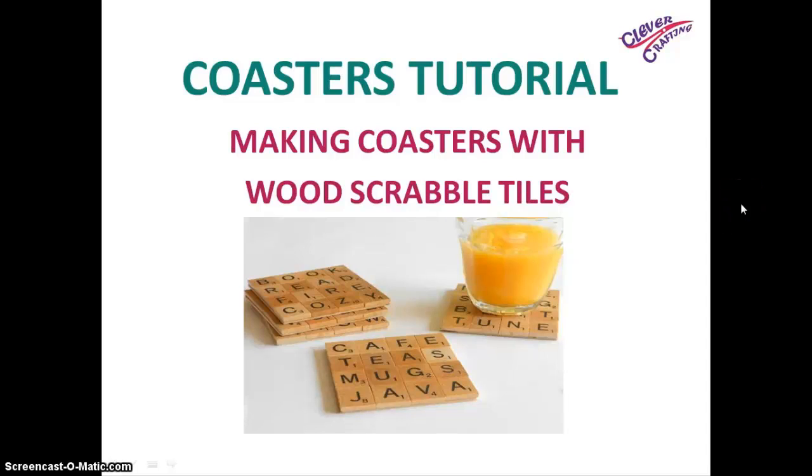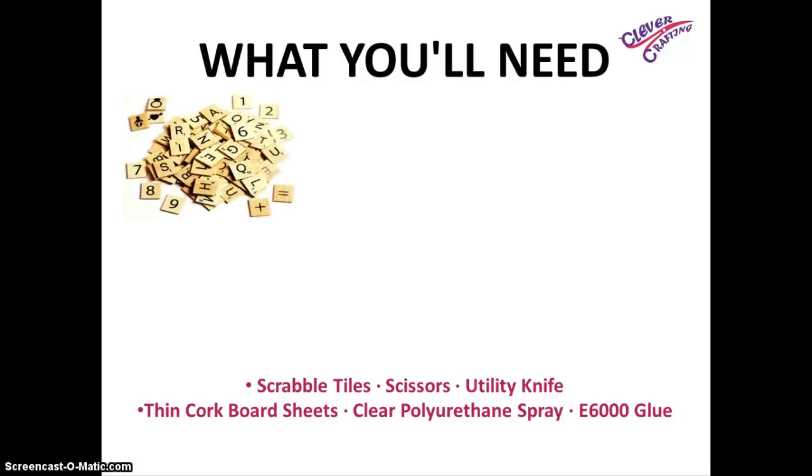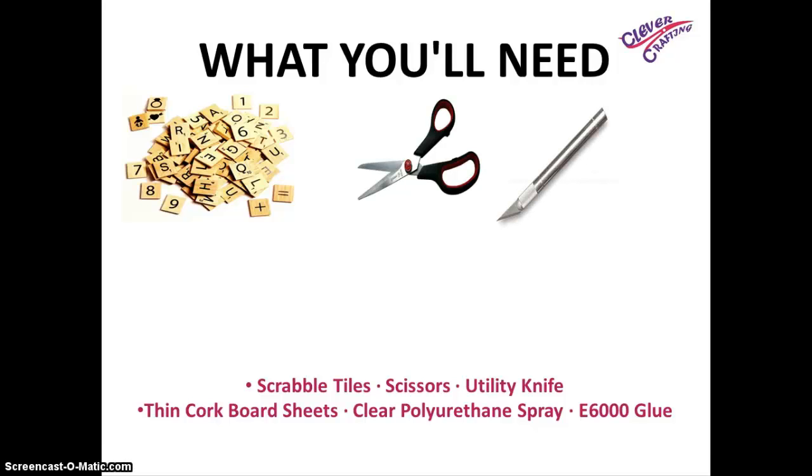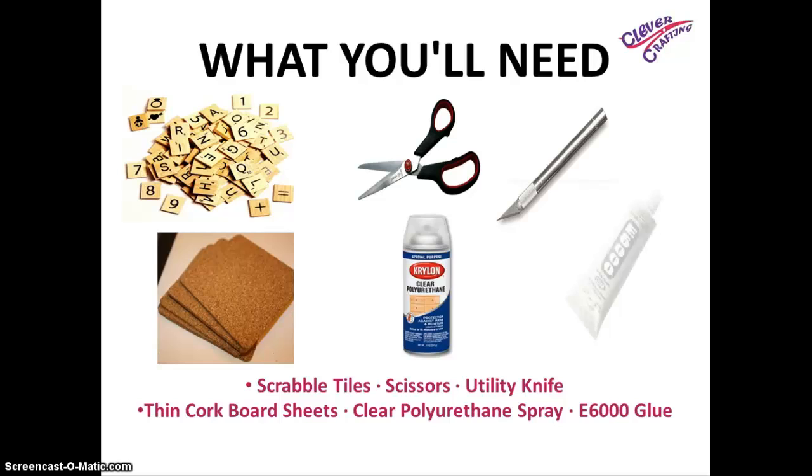Hello, this is a DIY coasters making tutorial using wood Scrabble tiles. And here's what you'll need for this type of project. Scrabble tiles, of course, some scissors, a utility knife or X-Acto knife, thin cork board sheets or pre-cut coaster size cork, clear polyurethane spray, and E6000 fluid.